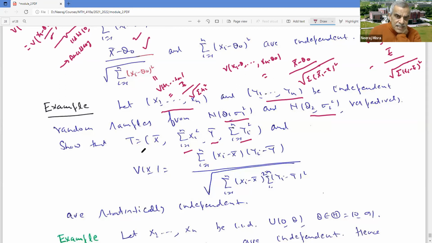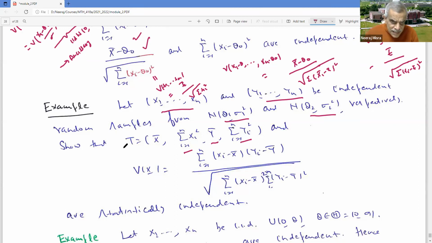So this is a very nice result which says that the statistic T, which is x bar, summation Xi square, y bar, summation Yi square, and Vx, which is the sample correlation, would be independent. So in particular, any function of T could be, for example, X bar. So X bar and sample correlation are independent. A function of this T is also summation Xi minus X bar whole square, which is Sx square. So Sx square and correlation are also independent. So very powerful result.